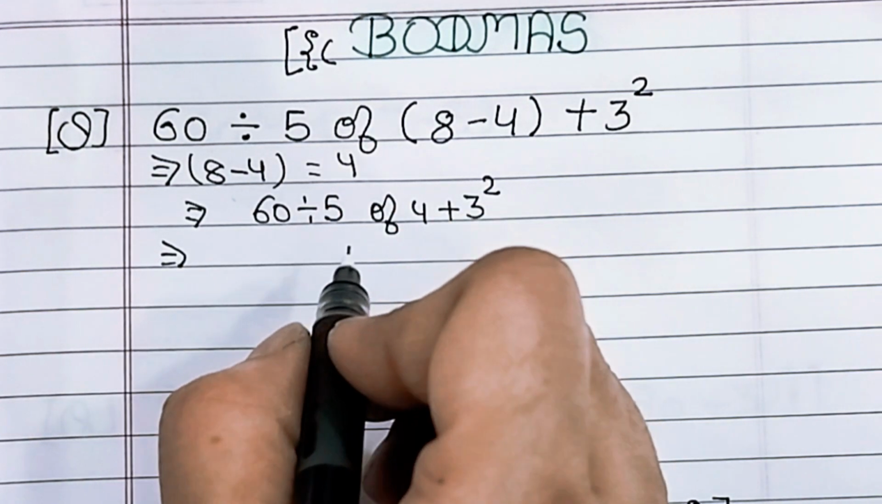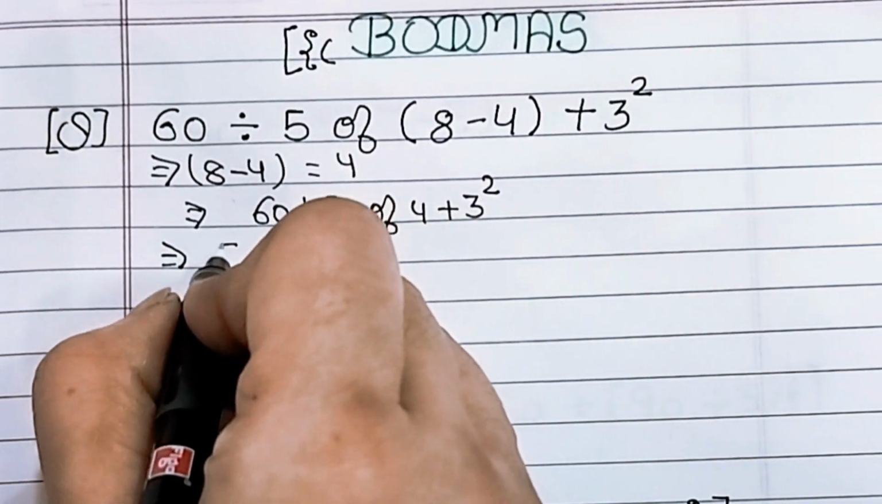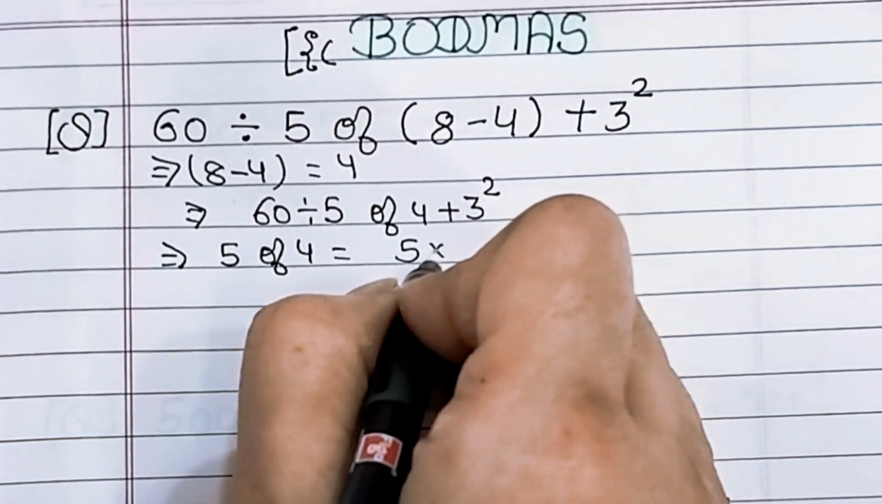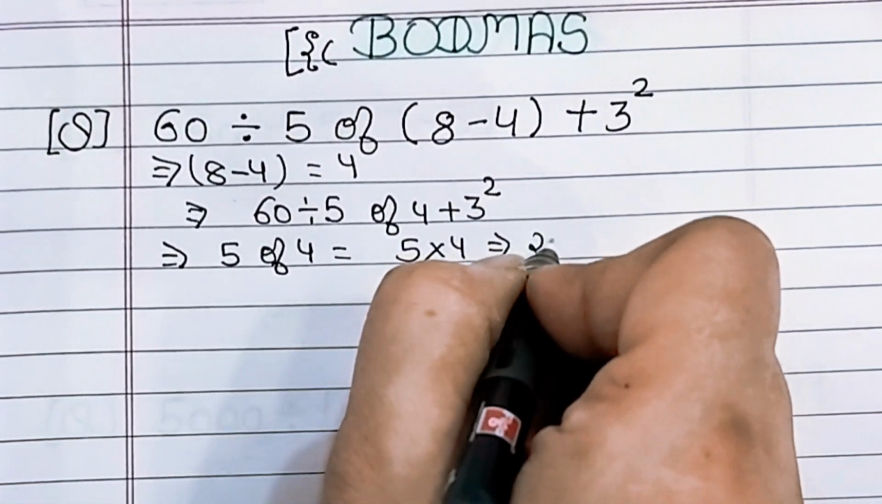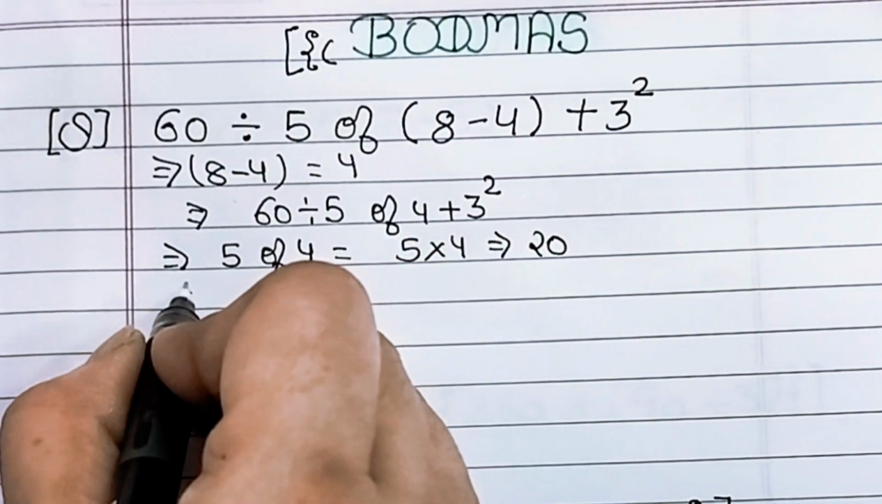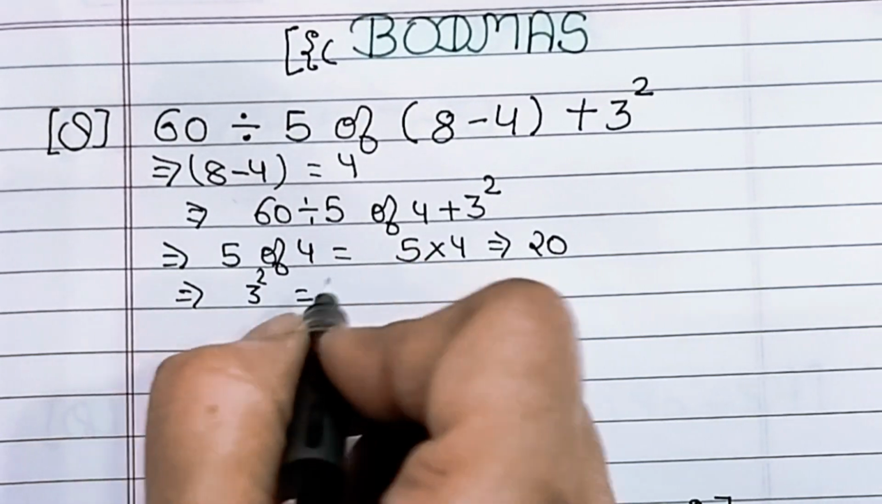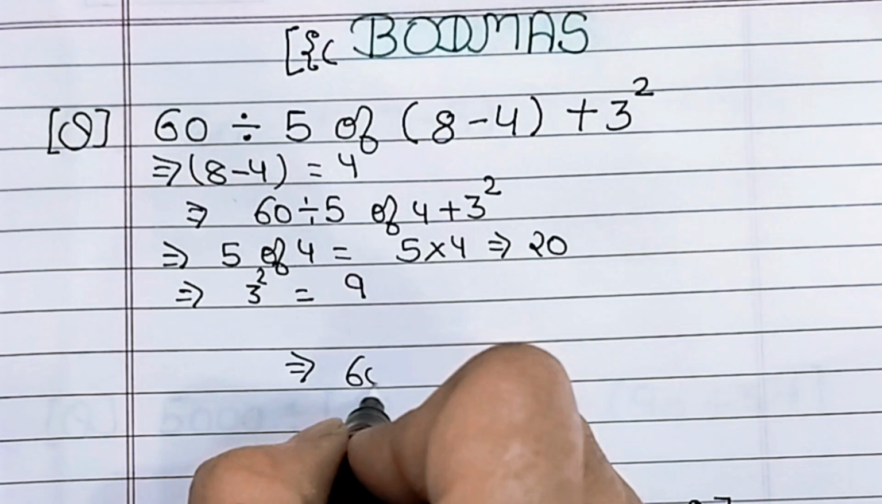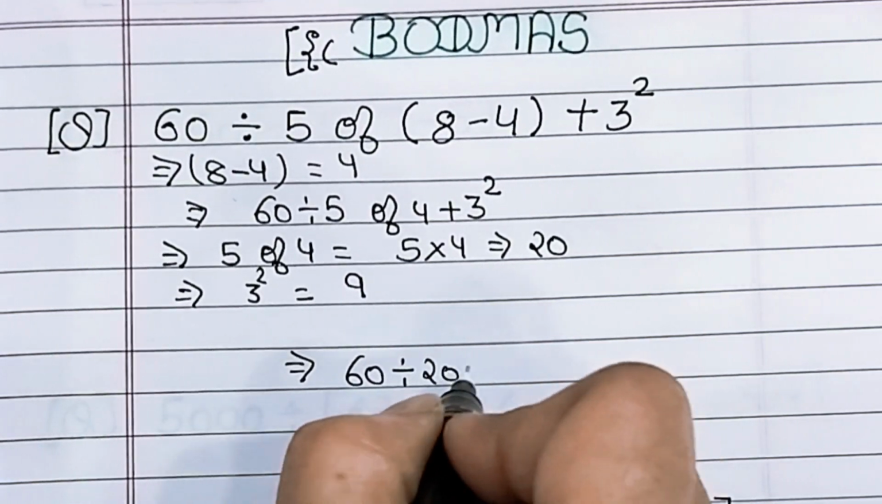Handle both of multiplication and exponent. So 5 of 4 is equal to 5 into 4, that is 20. And then 3 square equals 3 into 3, it will become 9. Now the expression becomes 60 divided by 20 plus 9.